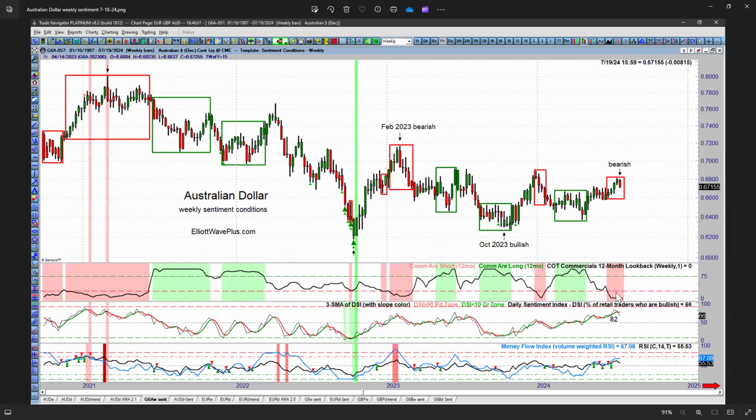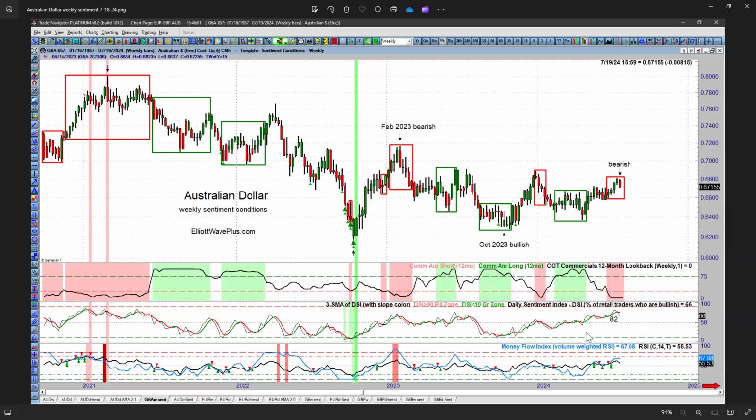But anyway, right at the moment, commercials are heavily short the Australian dollar. They're as short as they have been at any point in the last 12 months. And when this indicator is green, that means they're heavily long the Australian dollar, and they're as long as they have been at any point in the last 12 months.